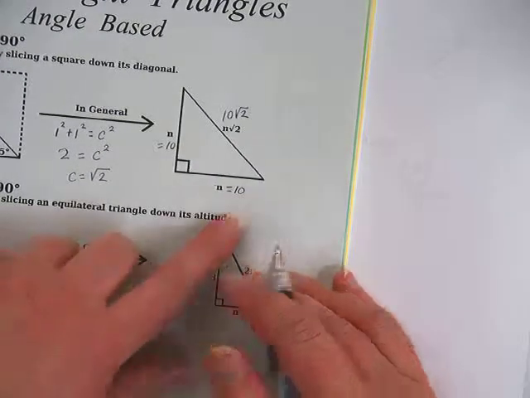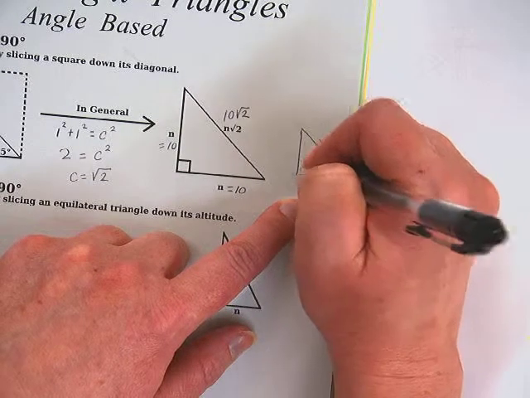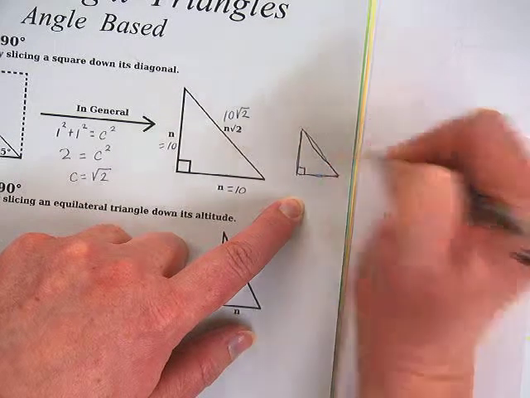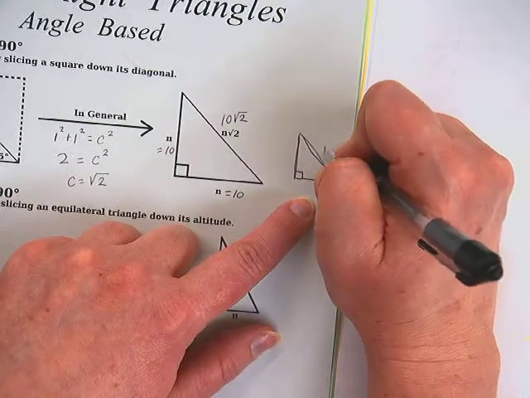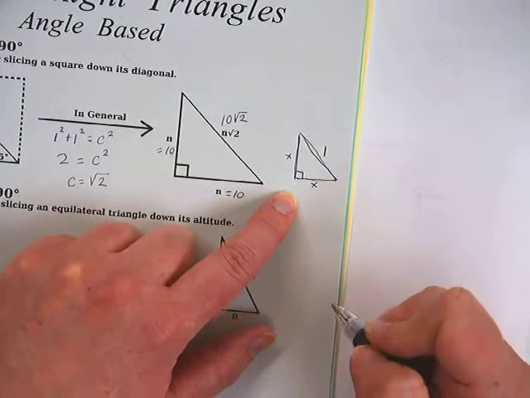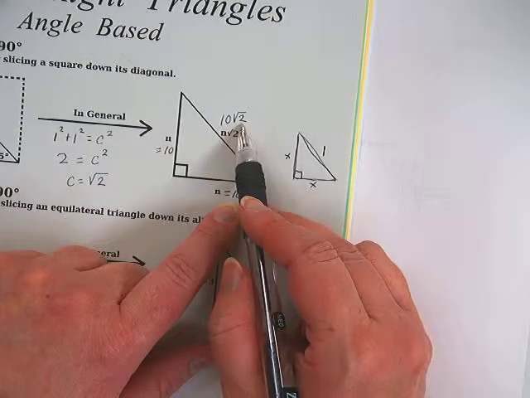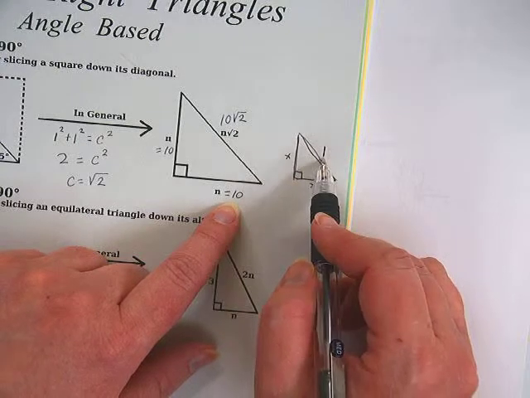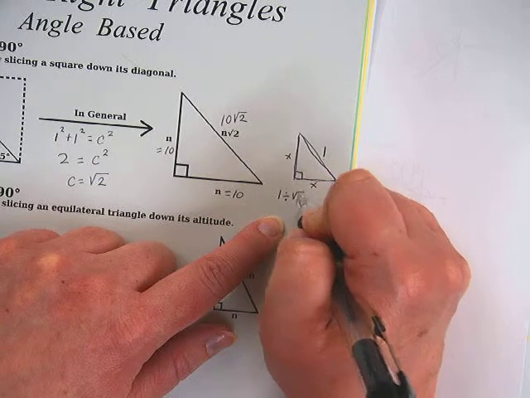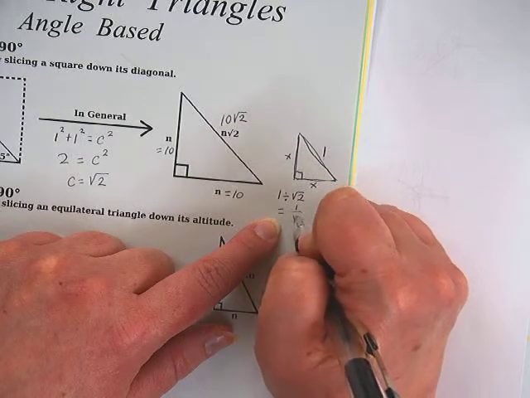Let's apply this to a triangle whose sides we don't know. Instead, maybe we just know the hypotenuse. So in this case, let's say we have a triangle with a hypotenuse of 1, and we don't know what these two sides are. Well, in this case, we need to work backwards. Instead of taking our number, like 10, and multiplying by the square root of 2, we take this number, which is 1, and we divide by the square root of 2. So 1 divided by the square root of 2, to go backwards to the lengths of the legs instead, can also be written as 1 over the square root of 2.